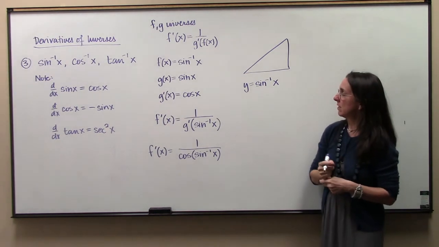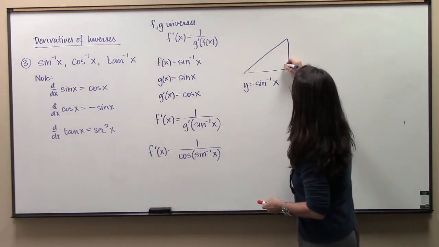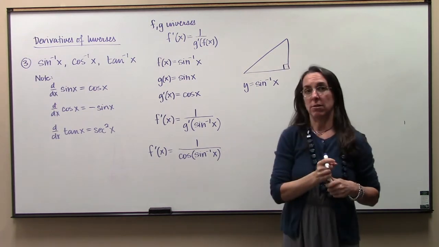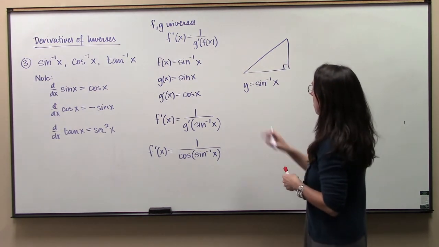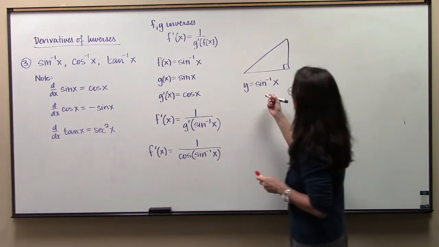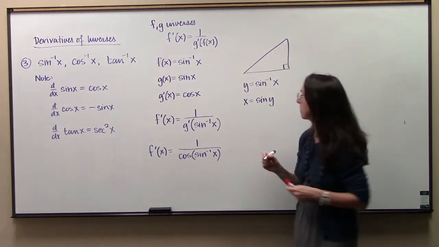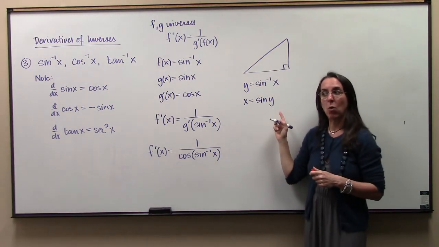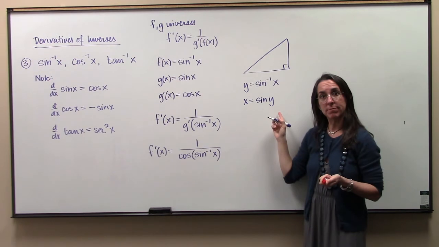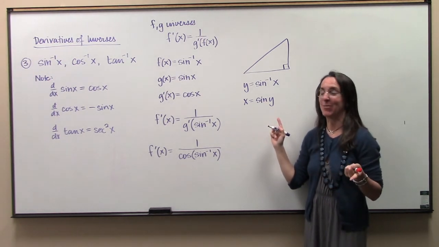So I'm pulling this apart a little bit, and then we're going to use this right triangle to try to figure this out. If y is equal to arc sine of x, that's this part in here. This is the same as saying that x is equal to the sine of y, right? Oh, that tells me that y is an angle, because you only take the sine and the cosine and the tangent of angles, right?